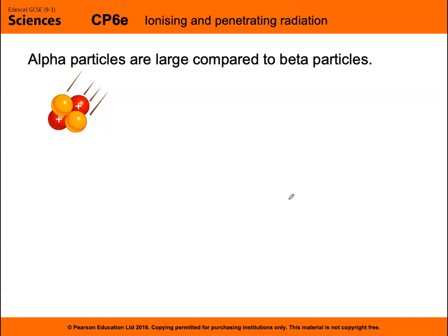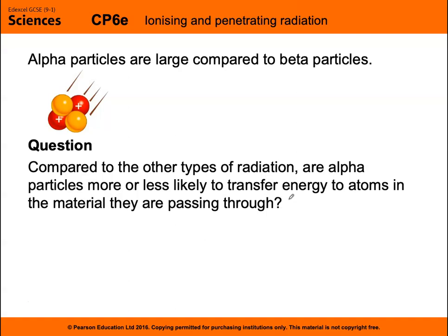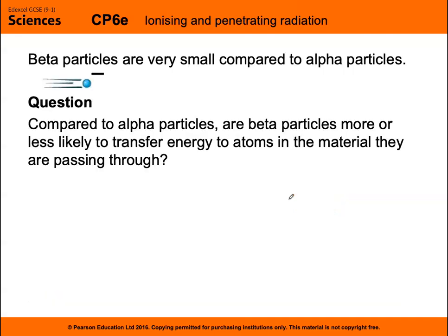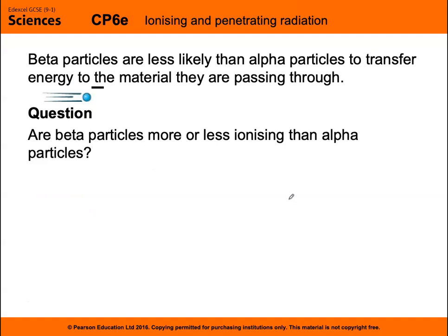Again, alpha particles are large compared to the other types of radiation. Pause the question here and then answer. Same with the question on beta. Pause and then answer the question. Pause the slide here or pause the video at this point. Are beta particles more or less ionizing? And then answer the question, please.